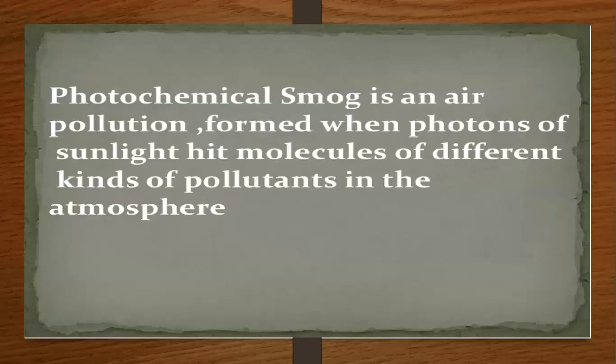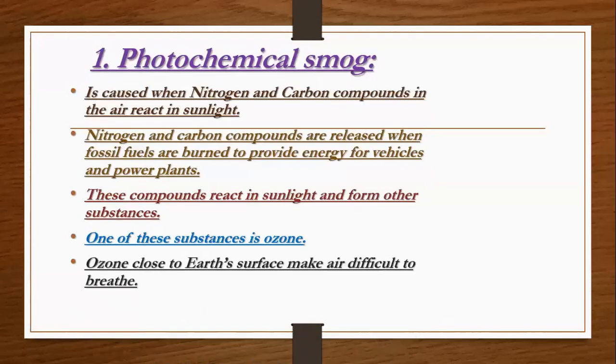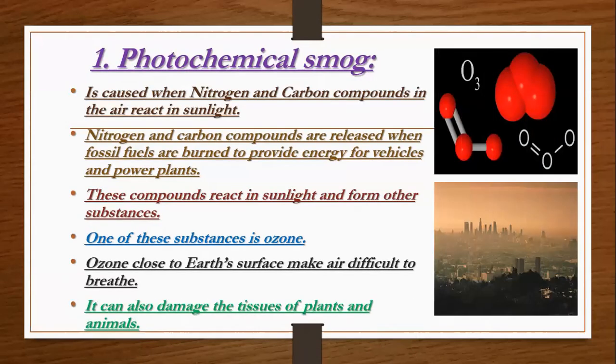What is the meaning of the word photochemical smog? It is one type or one source of air pollution formed when sunlight reacts with some substances or materials, which leads to the formation of new materials that affect the quality of the atmosphere. I repeat again, what is the meaning of photochemical smog?